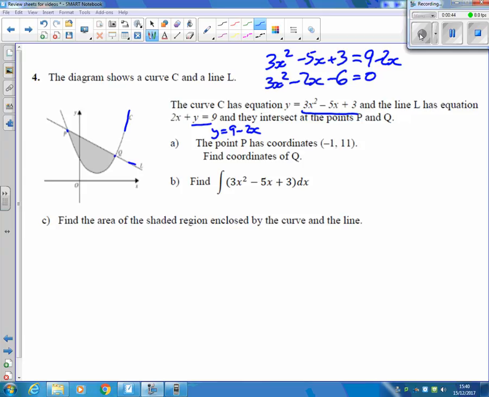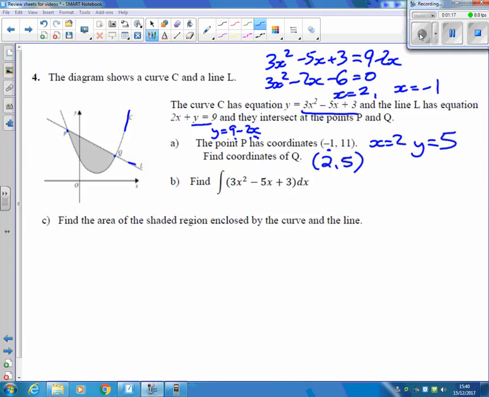Why not just solve that quadratic on the calculator? Solving that quadratic on the calculator gives you that x is equal to 2 and x is equal to minus 1. Yeah, so look, there's one of them. We knew it was going to be minus 1. So the other one, when x is equal to 2, y is going to be equal to, we can put it into either of them here. Let's put 2 in there. So 9 take away 4 makes 5. The coordinates of Q is (2, 5).